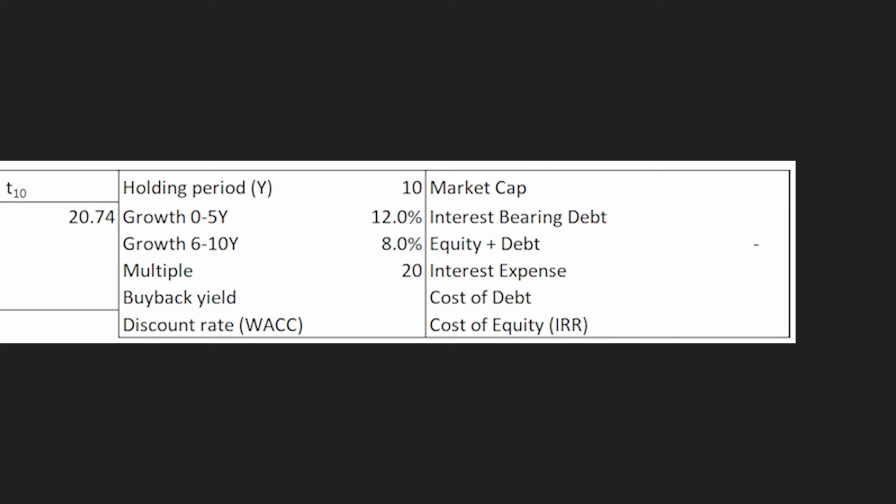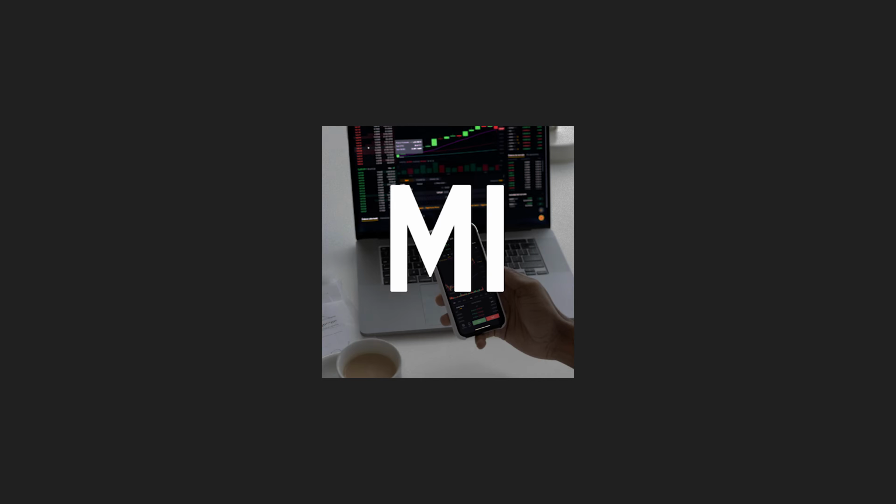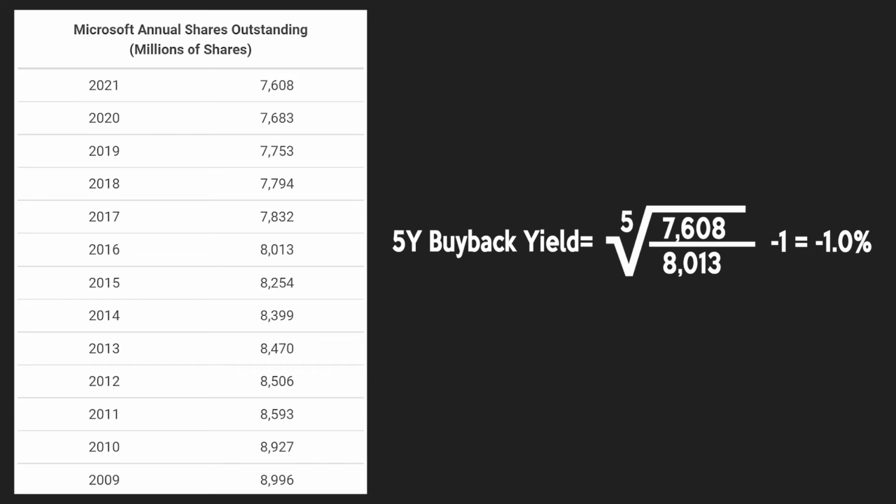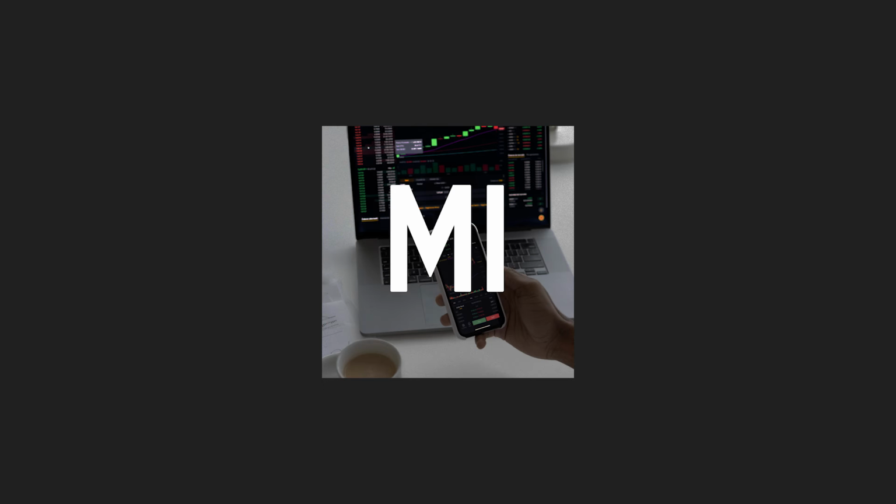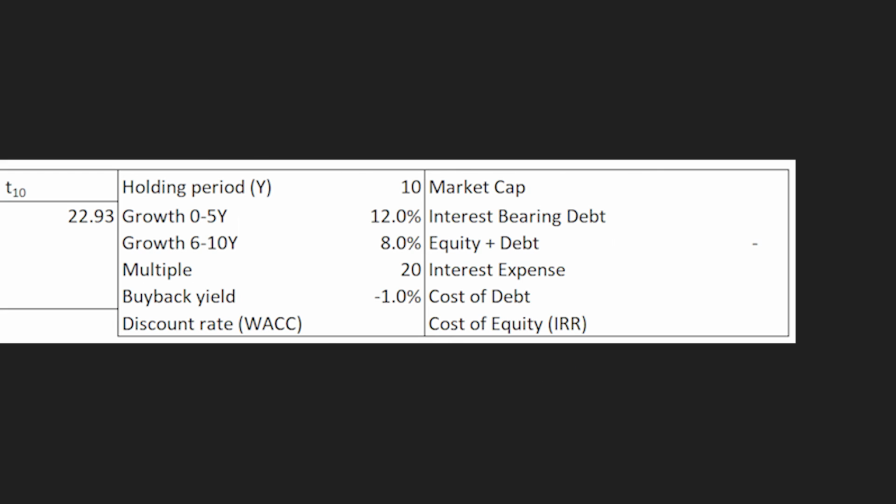Next, we have to assume Microsoft's annual buyback yield over a holding period. Like with our growth rate assumptions, I personally like to base my buyback yield assumptions on Microsoft's historical buyback yield. When we calculate Microsoft's annual buyback yield based on the last 5 years, we come up with an annual buyback yield of roughly 1%. Because I think that my free cash flow growth rate assumptions are already quite conservative, I also assumed an annual buyback yield of 1% for the next 10 years.